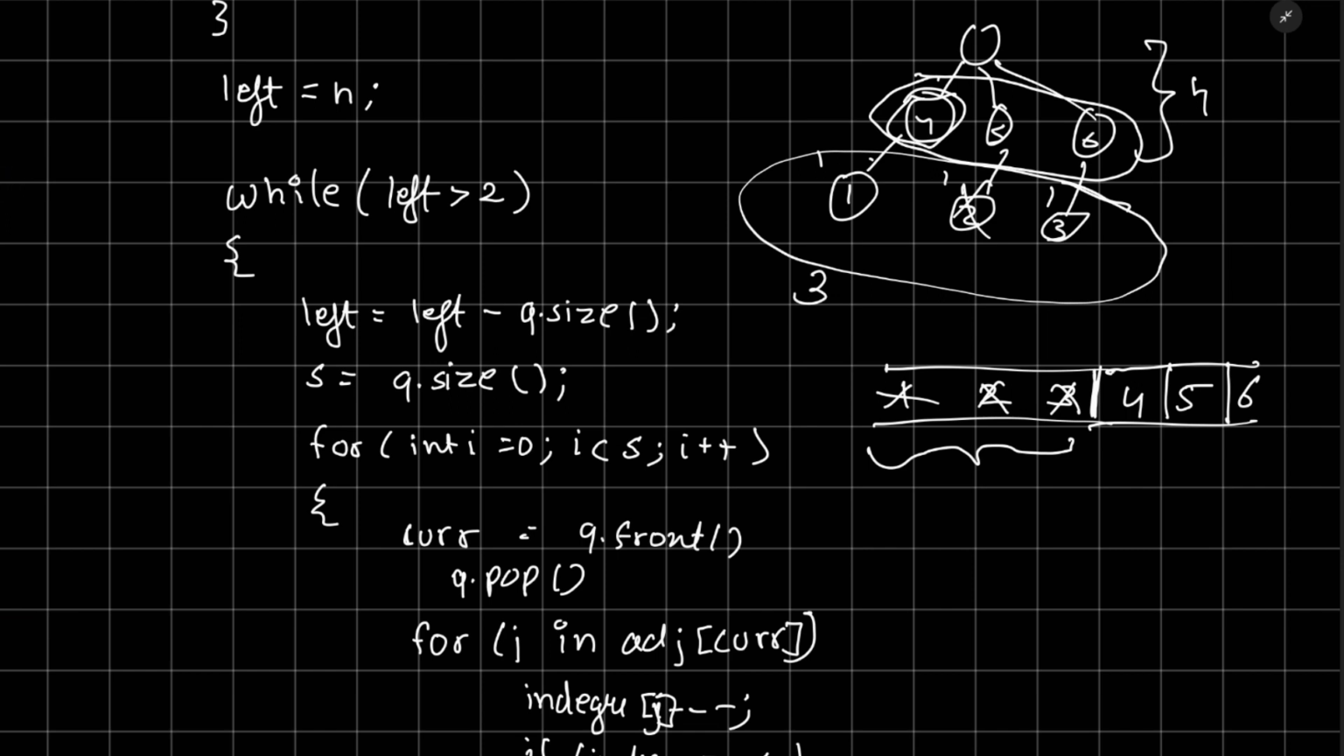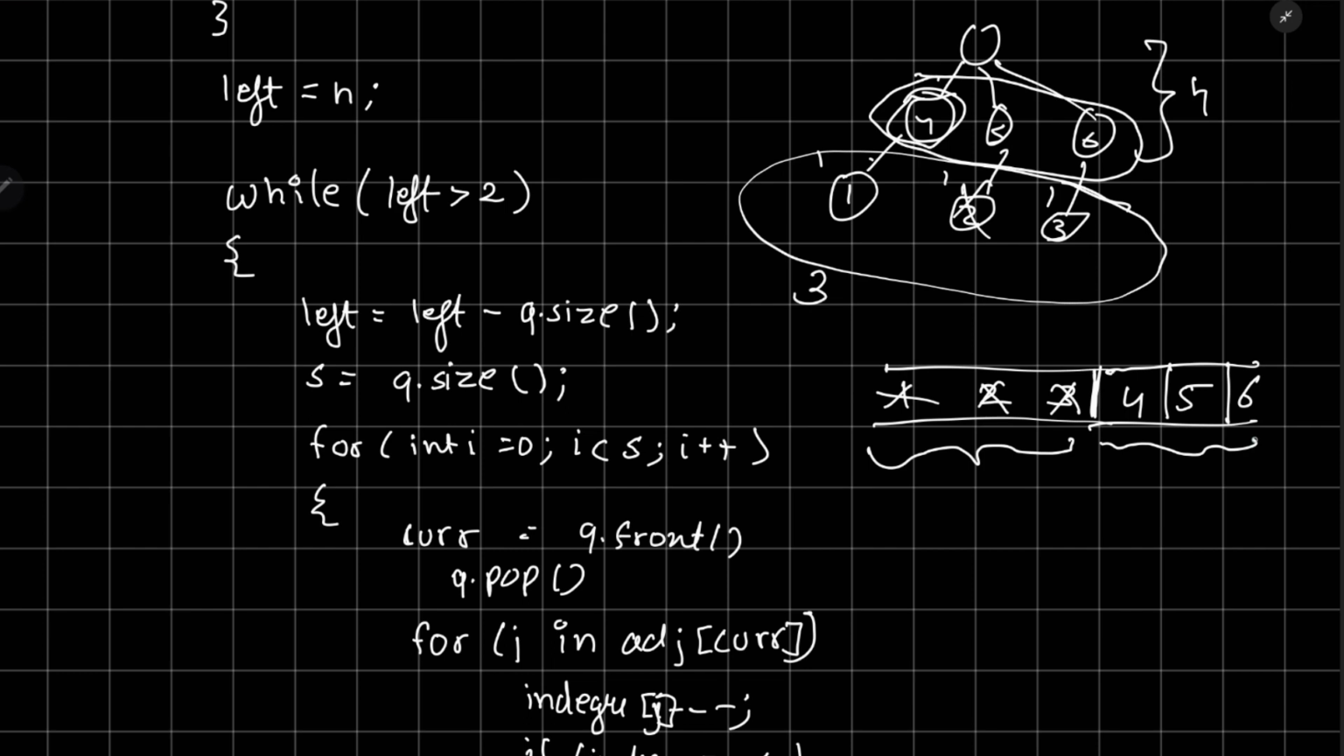So now we'll move to the next phase, where again it will check if the number of elements left is greater than 2, then only it will go, else we will end the loop, and whatever elements are there in the queue, that would be our answer. Okay, so let's dry run it for another iteration.